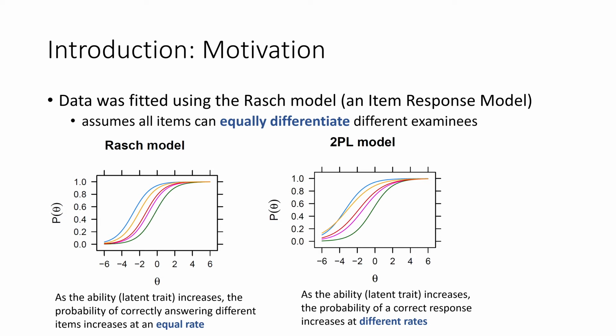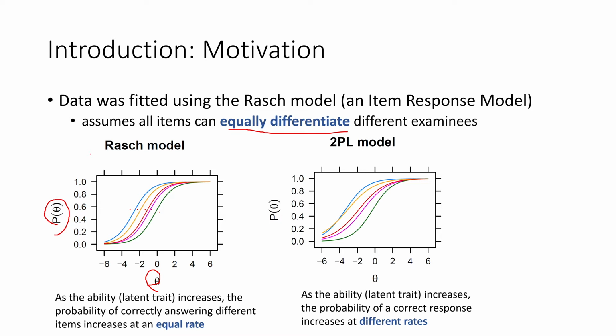However, the data was originally fitted using the Rasch model that only considers the difficulty, but assumes all items can equally differentiate different examinees. Specifically in the Rasch model, as the ability increases, the probability of correctly answering different items increases at an equal rate. So in the plot, we see the 5 trace lines representing 5 items. They are parallel.